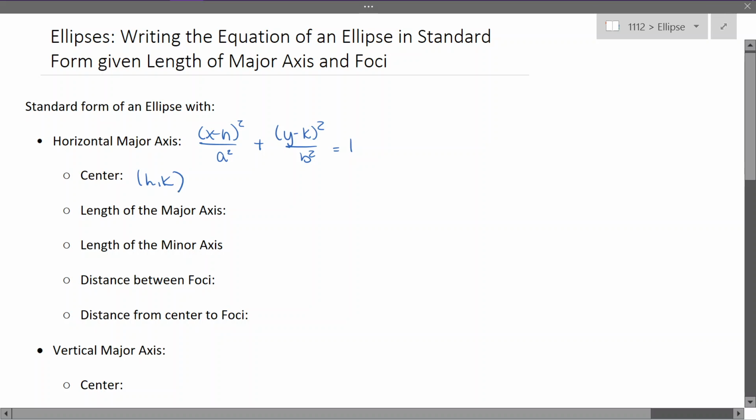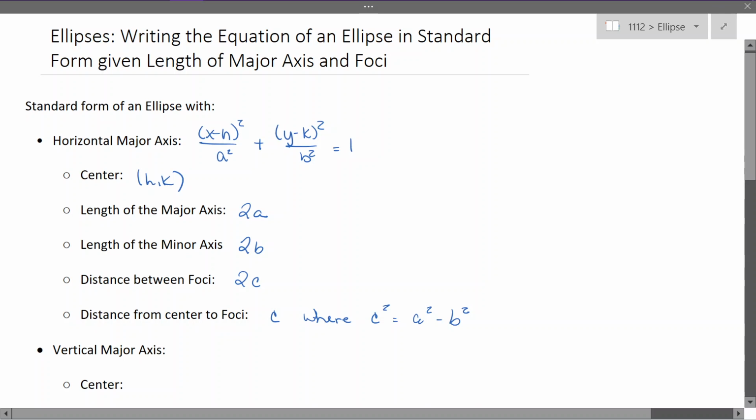The length of the major axis is always going to be 2a. The length of the minor axis will be 2b. The distance between the foci will be 2c. And the distance from center to foci will be c, where c squared equals a squared minus b squared.